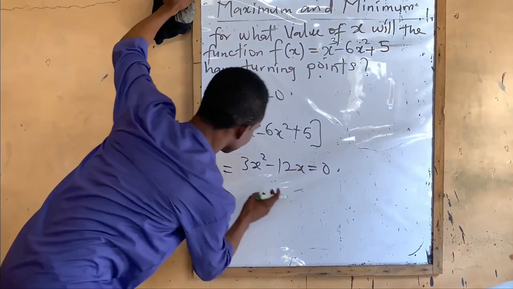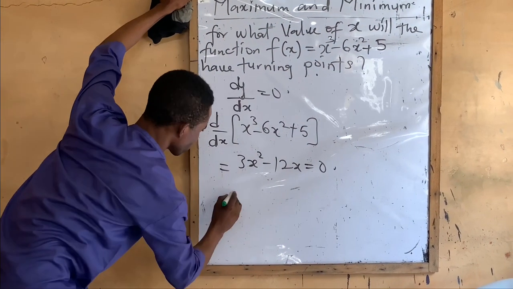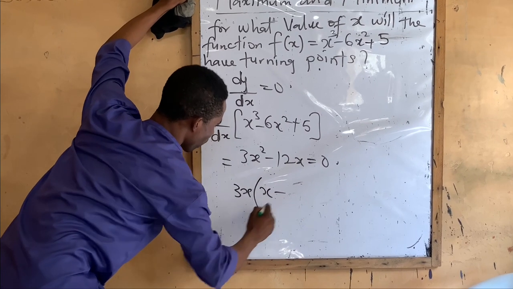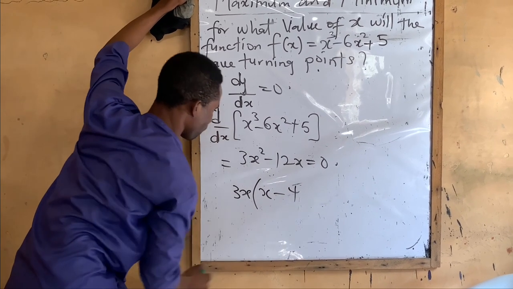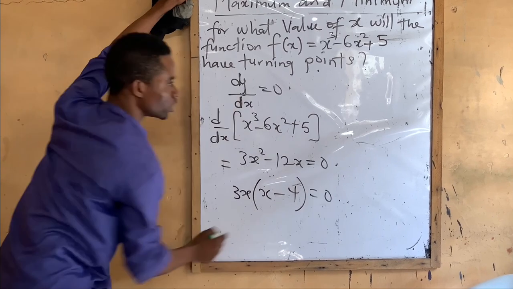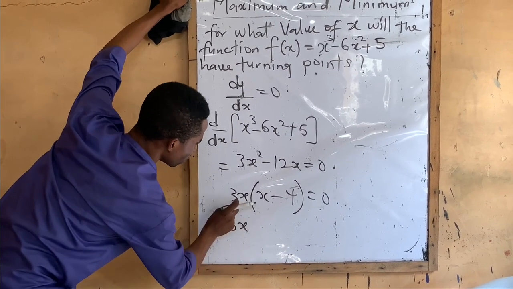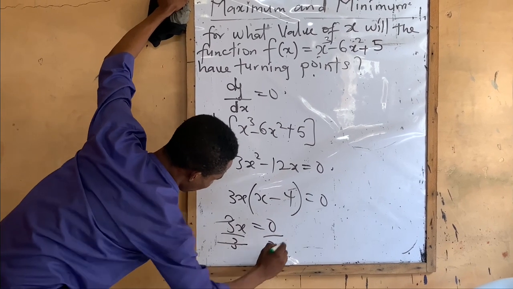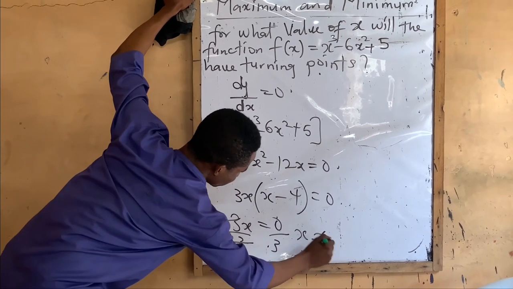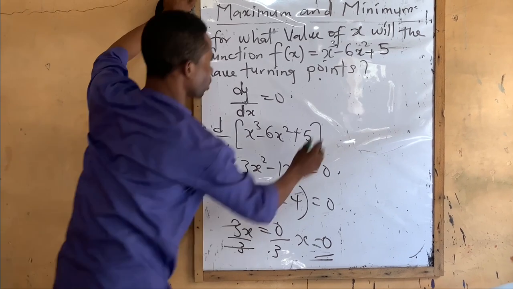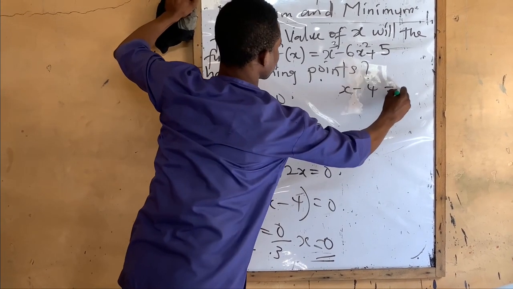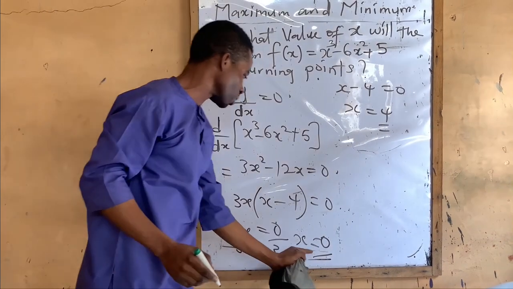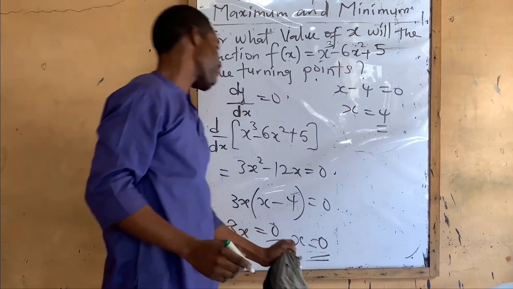I can do this. What is common here? 3x is common, so 3x into bracket x minus 4 equals 0. That means 3x equals 0, over 3 over 3. Our x is 0 divided by 3, which is 0. Our x can also be x minus 4 equals 0, so x equals 4. Now, in this case, we got two answers. We got x equals 4. We got x equals 0.